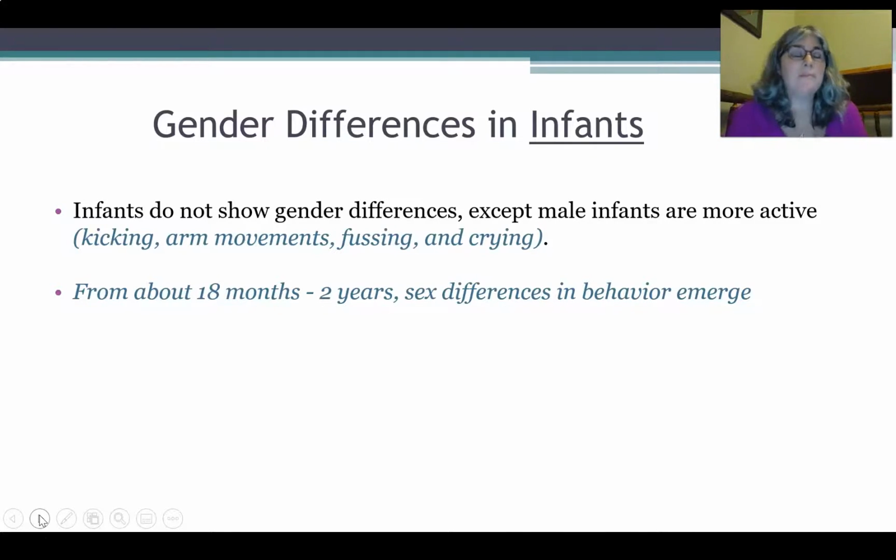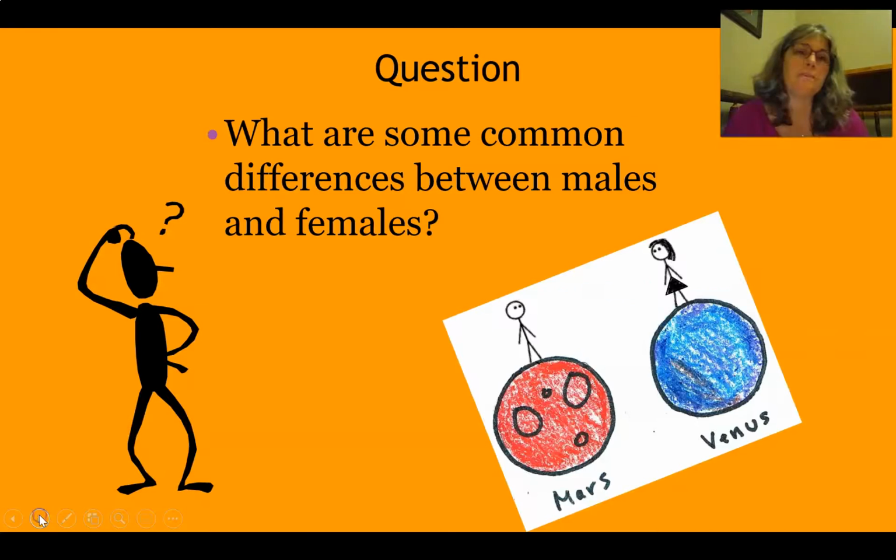So in infants. Typically in infants, you really don't see much in the way of gender differences. The only thing you tend to see is that males are more active. They are more likely to move their body about, kick their legs. They do tend to fuss and cry a bit more. They are just simply more active babies than female infants are. And then around the time they start to turn to about 2 years old is when we first start to see more in the way of actual differences in gender in terms of their behaviors.